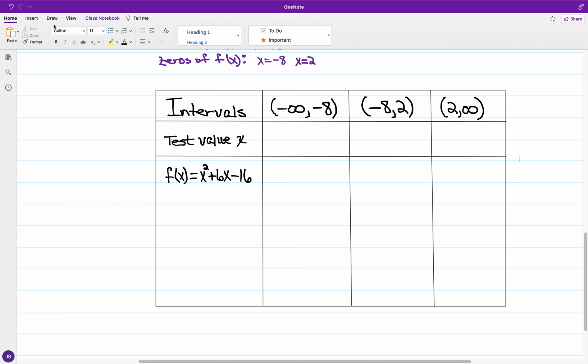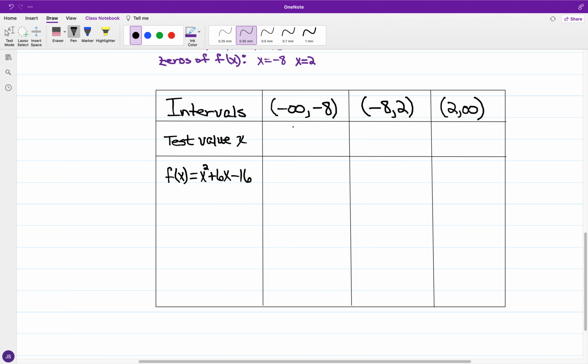So for test values, anything selected less than -8 is fine, as long as it's less than -8. I like to keep the absolute value as low as possible, so we'll go with -9. Between -8 and 2, I can have anything, if I stick with the integers, from and including -7 all the way up to 1. Here I'll just go with 0. And anything greater than 2, I can just go with the number 3. And this is our function.